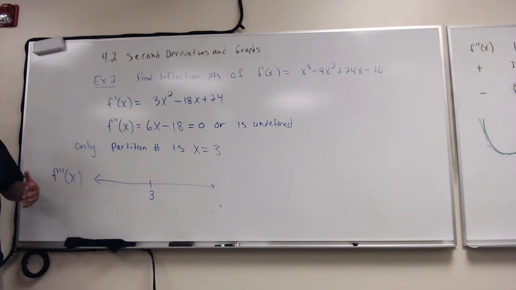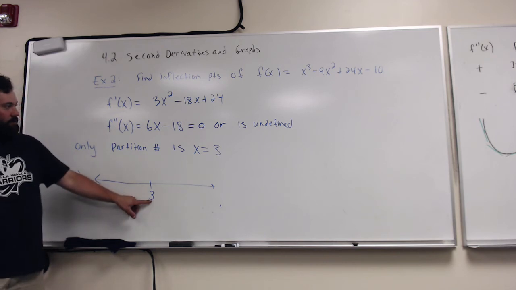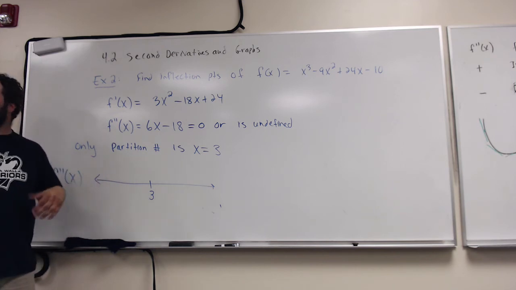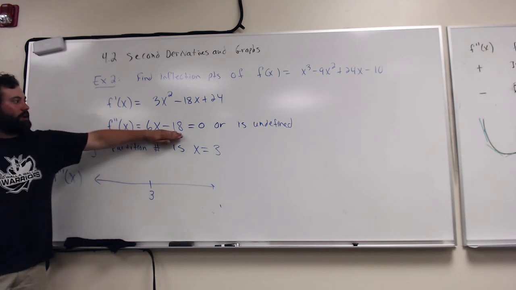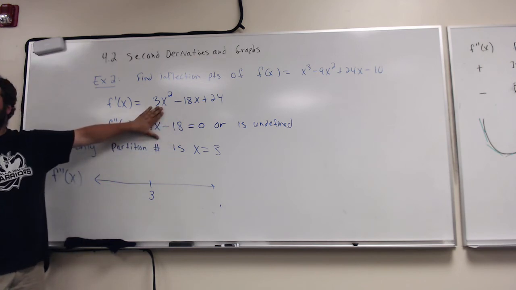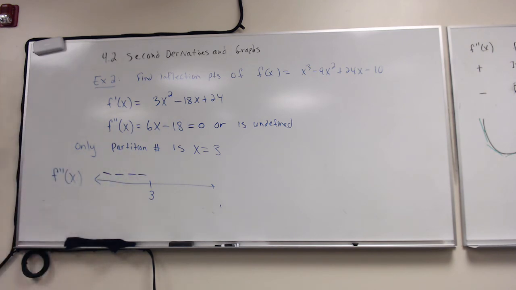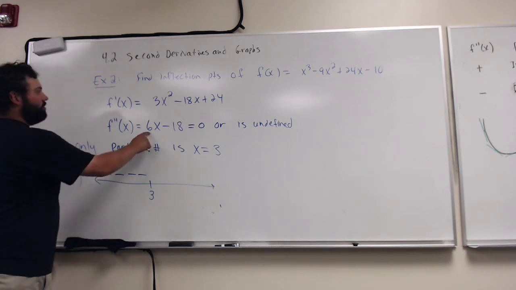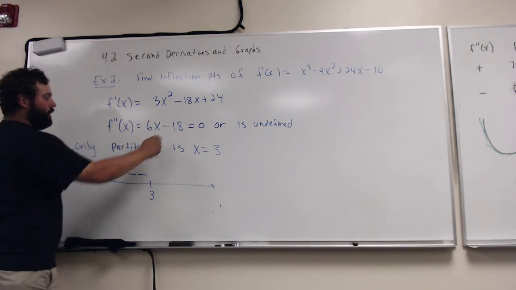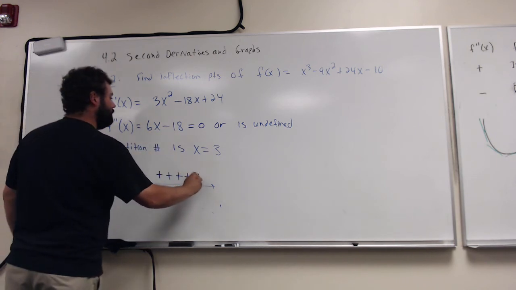And then you can think about plugging test values. I've now split this up into 2 intervals. Okay, so let's see. If I take things to the left of 3, what's an easy value? 0. You can use 0. If you plug 0 into the second derivative, you get minus 18. So the second derivative is negative to the left of 3. And if you plug anything bigger than 3 into the derivative, you're going to get, well, 6 times 4, for instance, is 24 minus 18. That'll give you positives.